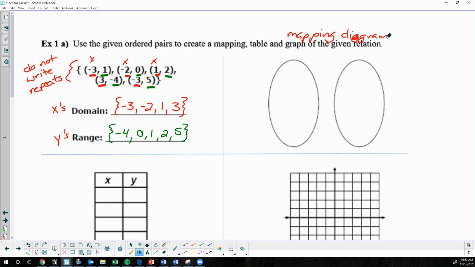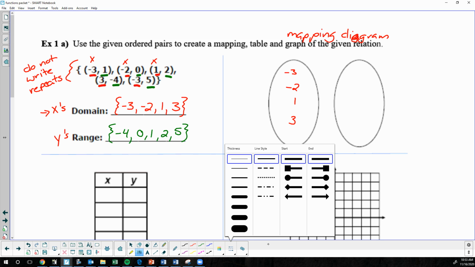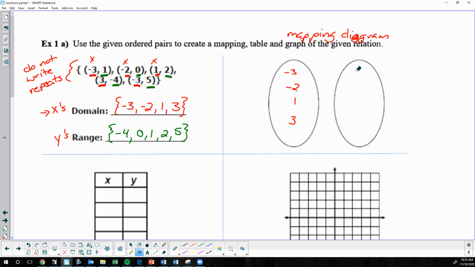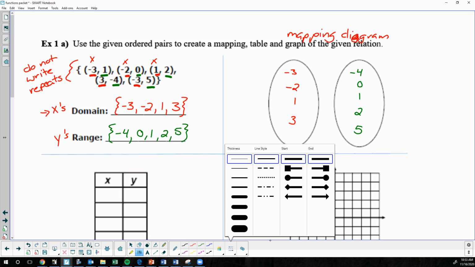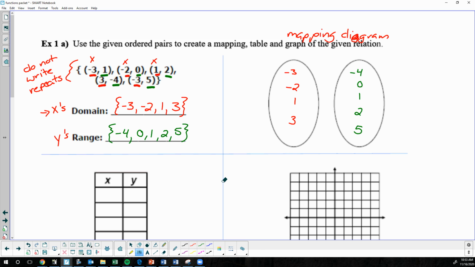you start with the x's again, and you can use this domain and range, it helps us out, and you want to list your numbers. -3, -2, 1, and 3. So that's my domain. And then the range, that's why it helps if you list them in order. And then you do a mapping diagram. It just is easier. Now, the mapping diagram, if you remember seeing them, is the one that has the arrows. So when you create your mapping diagram, you have to do the arrows yourself.